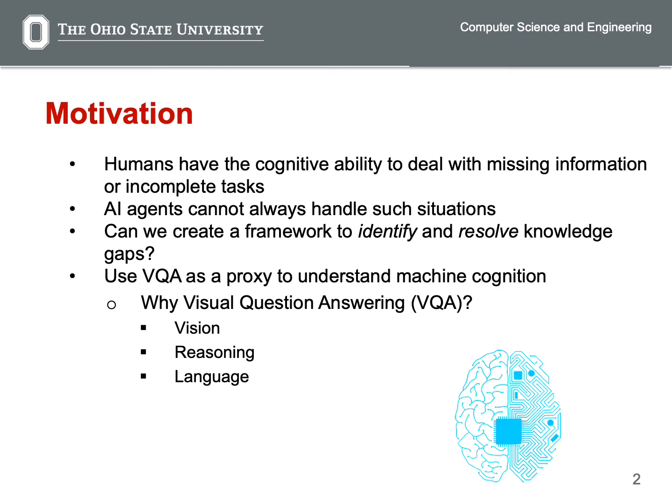To learn how to create such a framework, we use visual question answering, or VQA tasks, as a proxy to understand machine cognition. VQA sits at a challenging intersection of three areas of AI: vision, reasoning, and language. There have been many advances in this field and a plethora of datasets have been released. However, researchers have started to take note that current VQA agents, or models, are often focused on language prior and statistical biases.